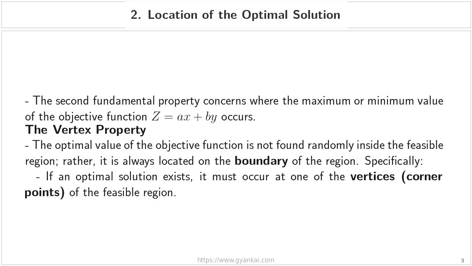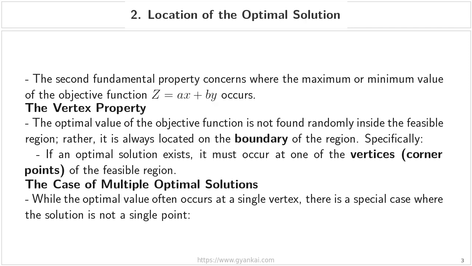Let's look at what we call the vertex property. When you are working within that shaded feasible region we discussed in the previous slide, you don't need to waste time testing every single point inside the area. The optimal value of our objective function is not found randomly somewhere in the middle of the region. Instead, it is always located on the boundary of the region. More specifically, if an optimal solution exists, it must occur at one of the vertices, which you might know as the corner points, of the feasible region. This is exactly why the corner point method we learned earlier is so effective.